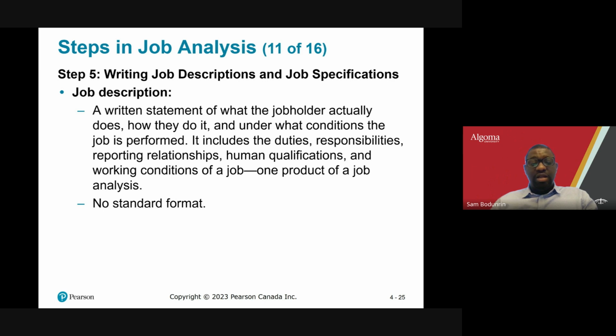It is one product of a job analysis. So under job description, we don't have a standard format of writing. Some will write in essays, some will write in tables. So there's no formal way of writing. Whichever way you write is good. Just make sure what you're writing is correct.